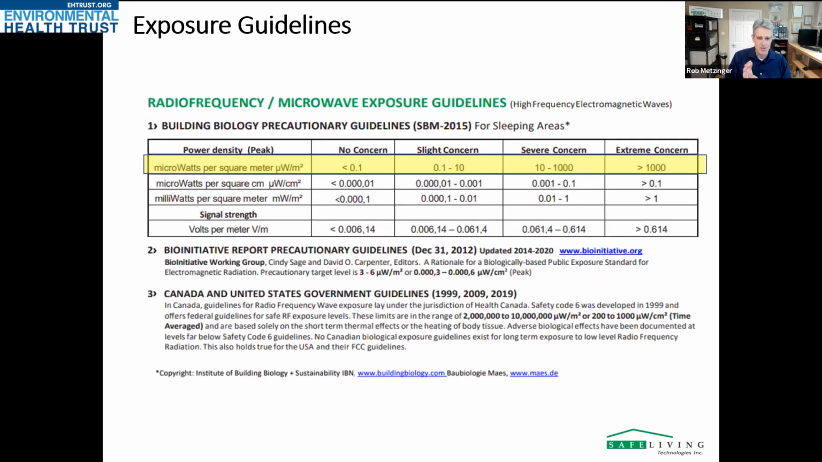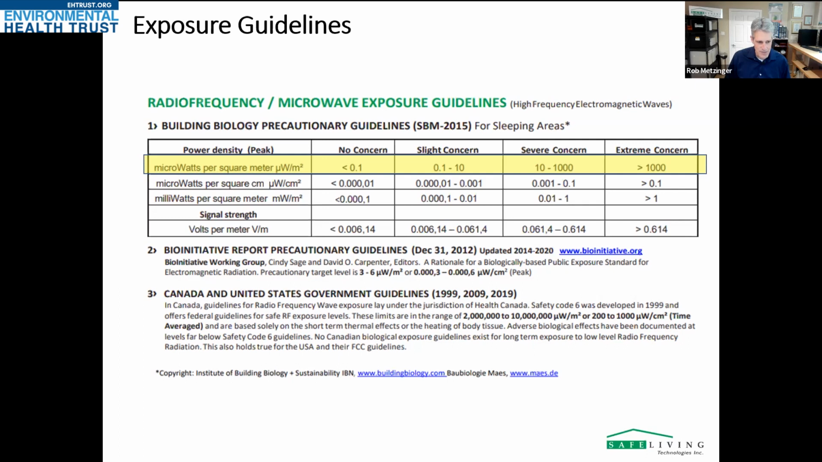Then, all these measurements are great, but if you don't have guidelines to compare them to, it really doesn't do much good for you. So when I started this business, I started looking for a set of guidelines that I know would help people, especially electrically sensitive people. So I came across the building biology guidelines from Germany. They're currently the SBM 2015 guidelines. And I believe there's going to be an update coming up in the next year or so. I don't expect this to change very much, but you can see that they're very strict.